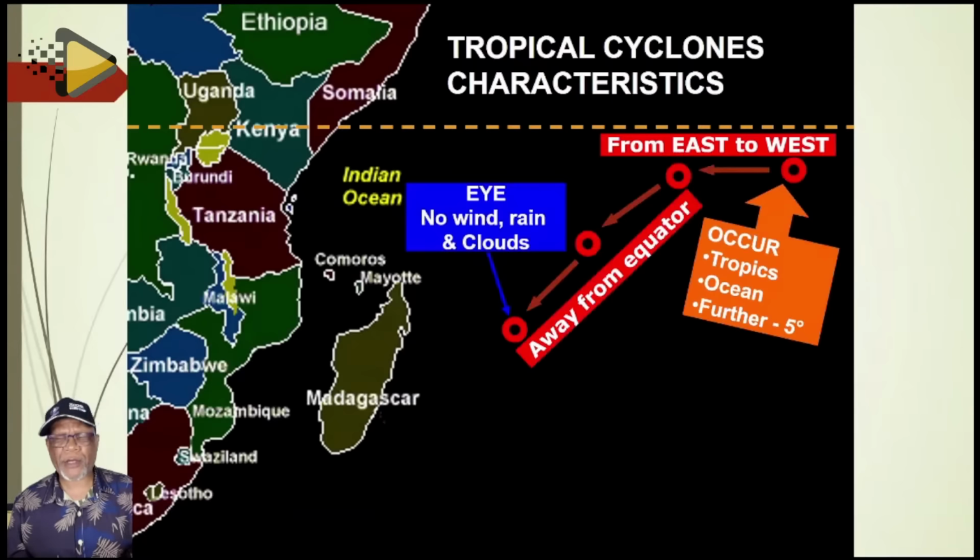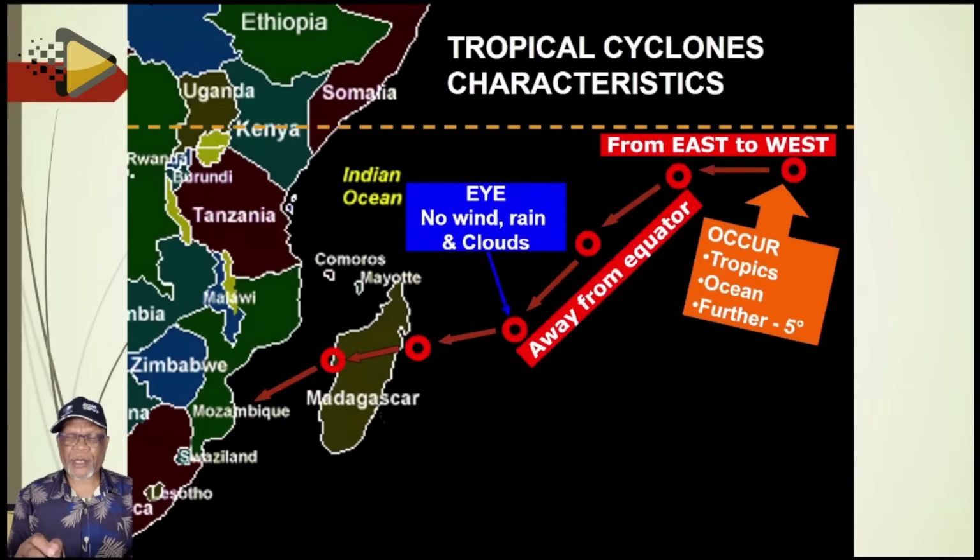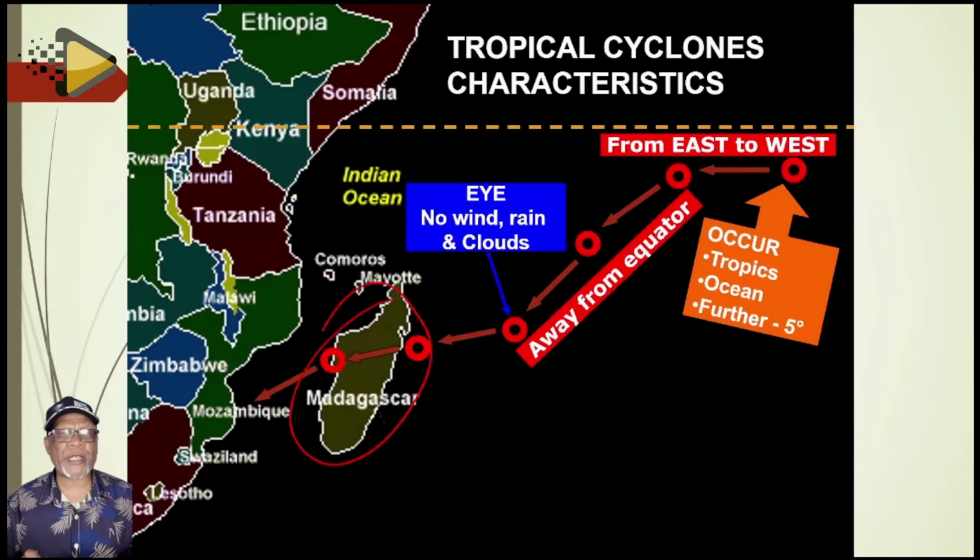And now we're looking at the condition of the eye of a tropical cyclone. There is no wind in the eye of the tropical cyclone. There is no rain in the eye of a tropical cyclone. And there are also no clouds. So obviously, without clouds, you will not get rain. So this is the movement of tropical cyclone. It moves from west to east. And then when a tropical cyclone moves over the land, it dissipates over the land.